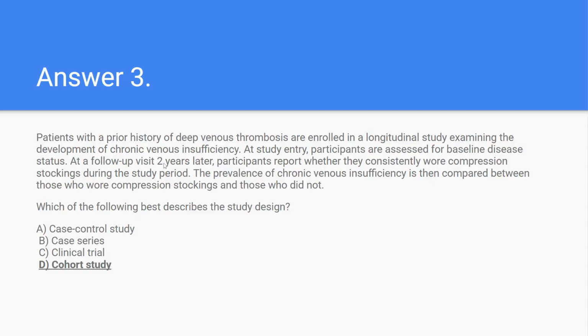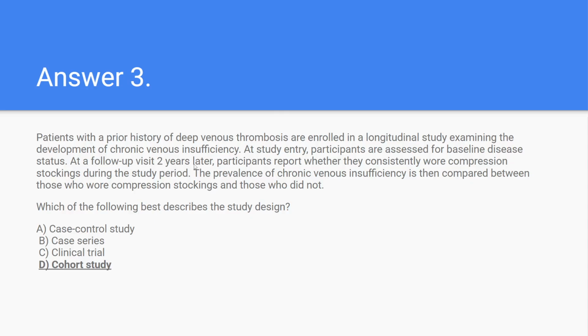At a follow-up visit 2 years later, participants report whether they consistently wore compression stockings during the study period. The prevalence of chronic venous insufficiency is then compared between those who wore compression stockings and those who did not. Okay, so this is a cohort study because they are grouped based on exposure, whether or not they wore the compression stockings, and they're followed over time.